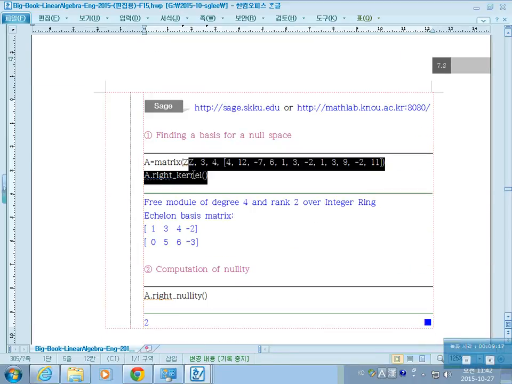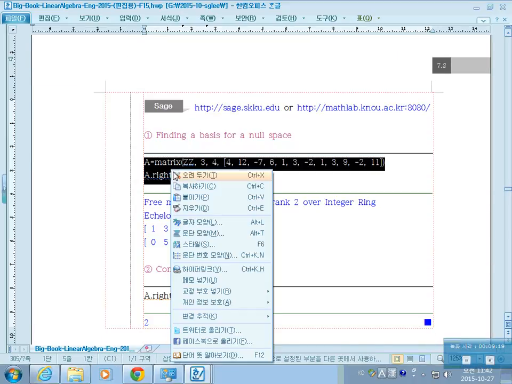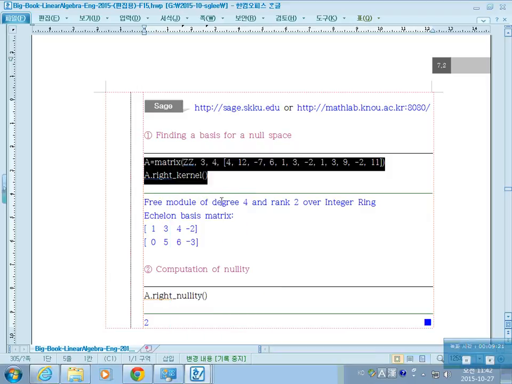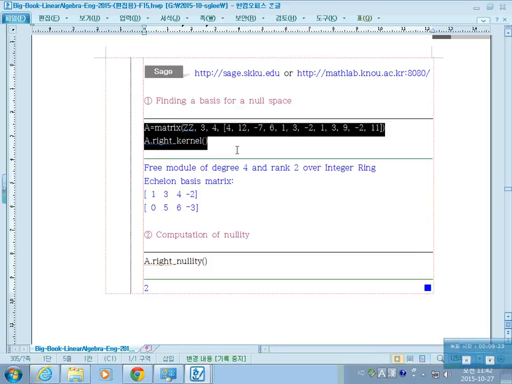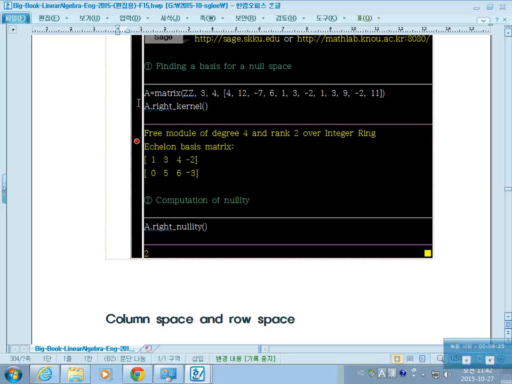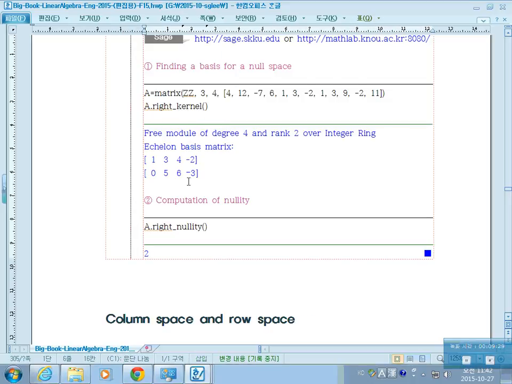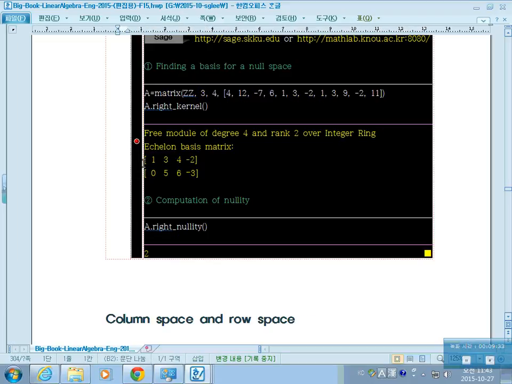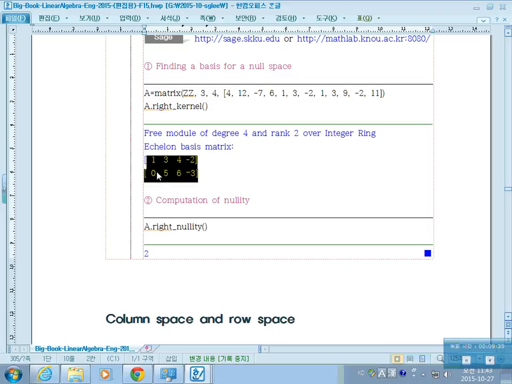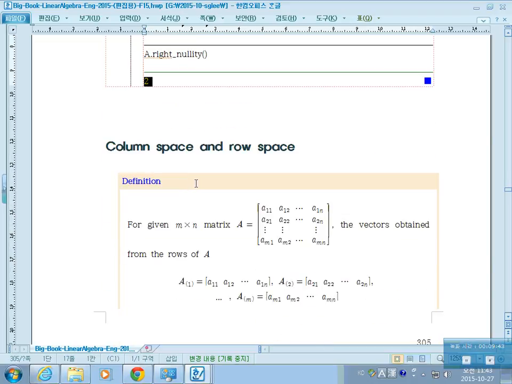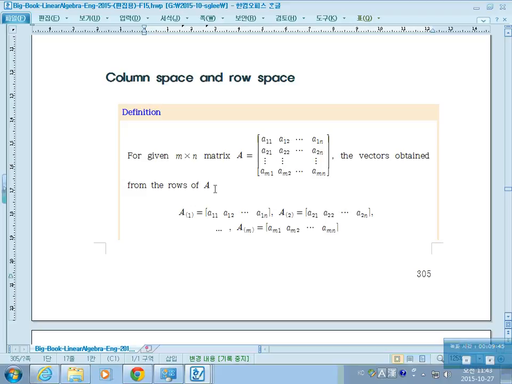Okay, you can do the same thing, and also you can use the Sage command for finding the kernel, right? Kernel like this. Then this forms a basis for the null space, and the nullity can be computed as 2, which comes from these two. So that matches with what you have done.